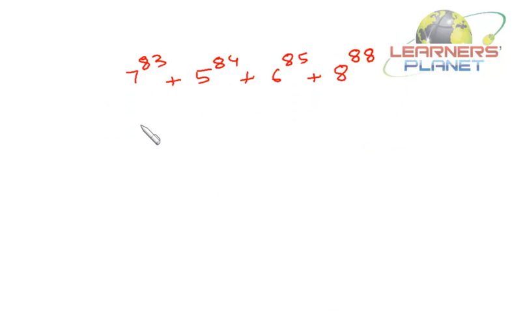Now friends, let's try this problem. We have to find the unit digit in this case, that is 7 raised to 83 plus 5 raised to 84 plus 6 raised to 85 plus 8 raised to 88. In this case, 5 raised to 84 will give the unit digit as 5 only. And 6 raised to 85 will give the unit digit as 6 only. So we have to calculate the unit digit of 7 raised to 83 and 8 raised to 88 only.